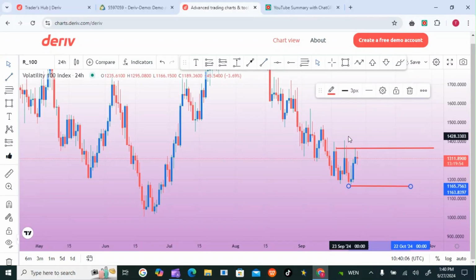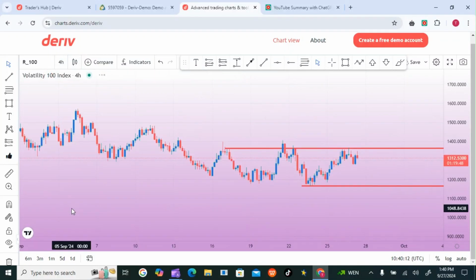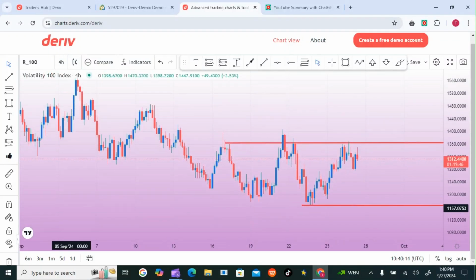And now let's see how the market has been faring on the 4 hours. On the 4 hours, we see the market has been touching up and down. We have recently touched up, so we are aiming to move to the downside and looking for the potential zones. What do we see on the 4 hours? The market might come back into this zone.